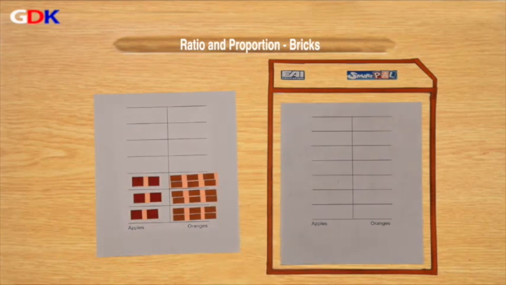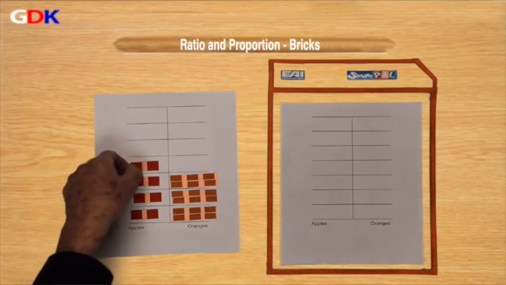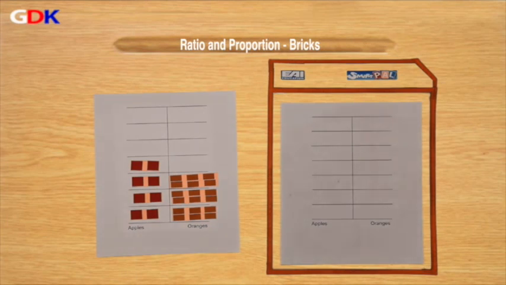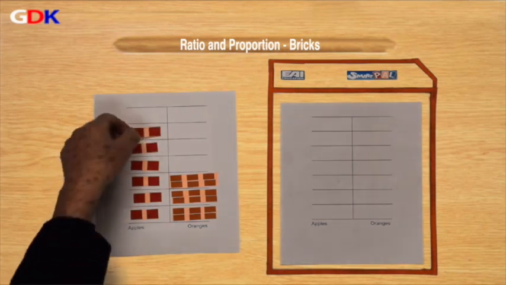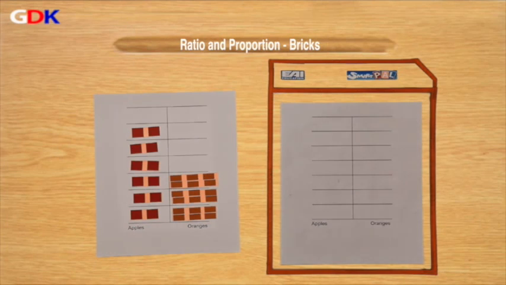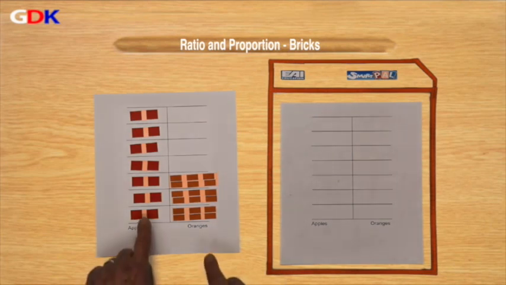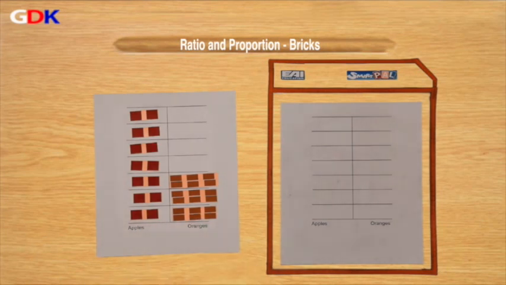Now what happens if we want to say that we want 14 apples? So let's put 14 apples down. So now we have 2, 4, 6, 8, 10, 12, 14. The question is, if we're handing out oranges and apples at a rate of 2 apples and 6 oranges, how many oranges are we going to have if we have 14 apples?